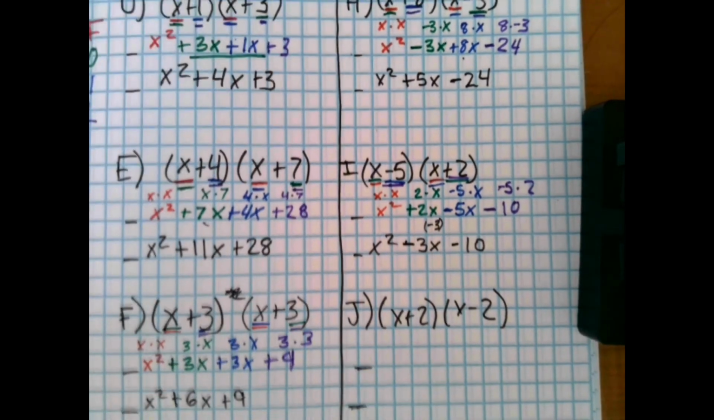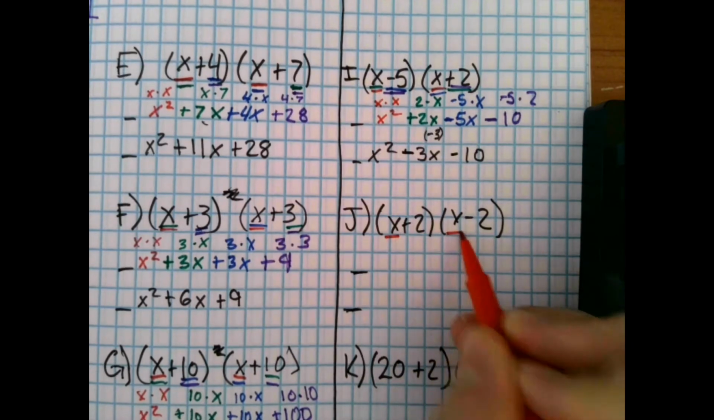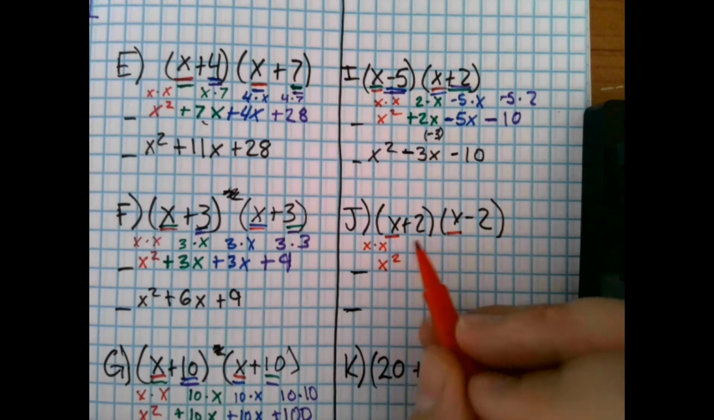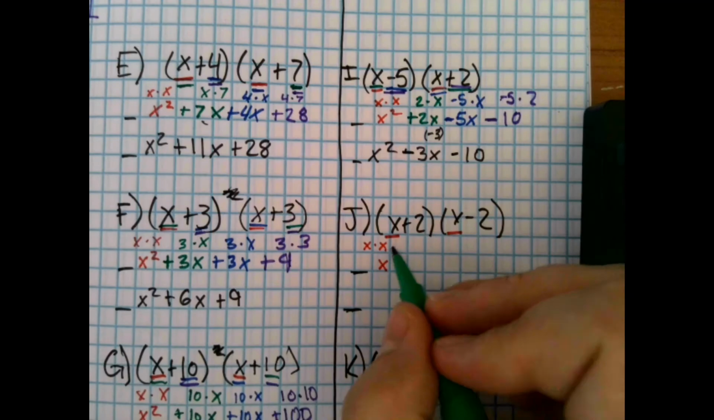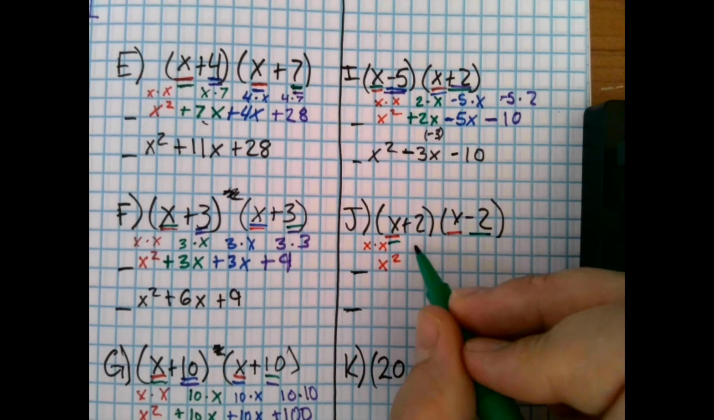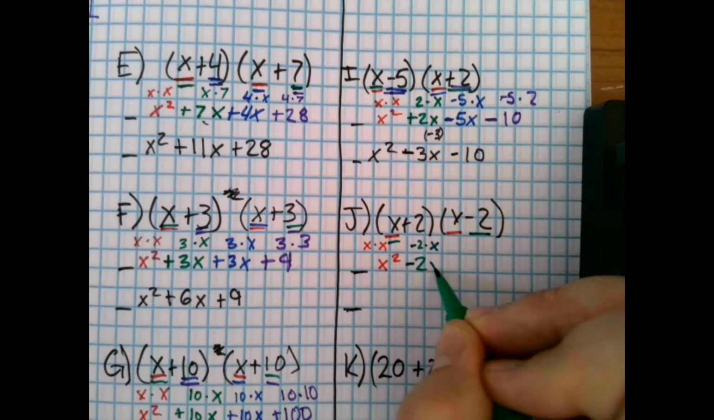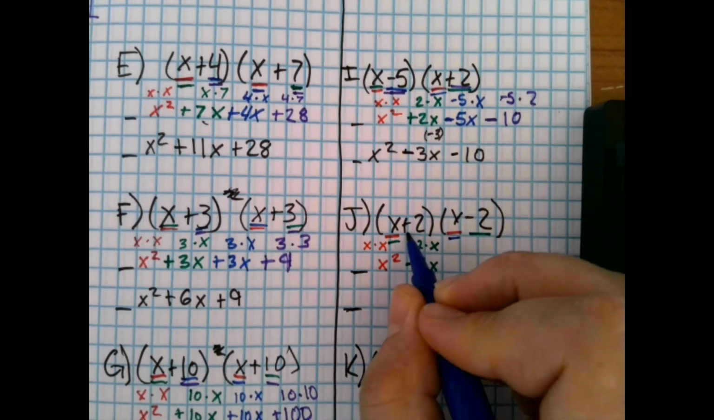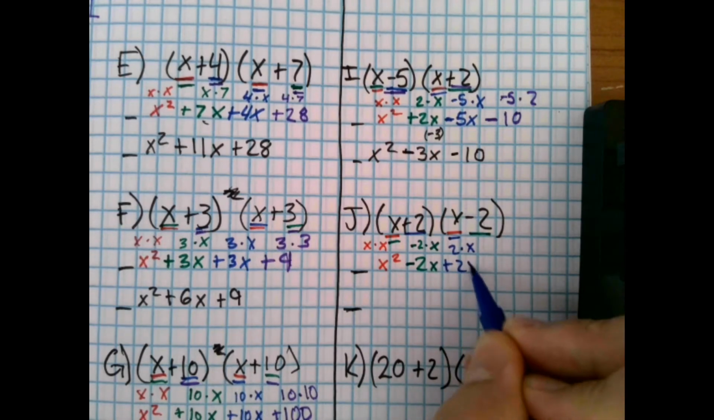With example J, we've got x plus 2 times x minus 2. So x and x are going to be x times x, or x squared. For the outside, we're going to have x and minus 2. So minus 2 times x is negative 2x. For the inside, we're going to have x and positive 2. So 2 times x will be plus 2x.